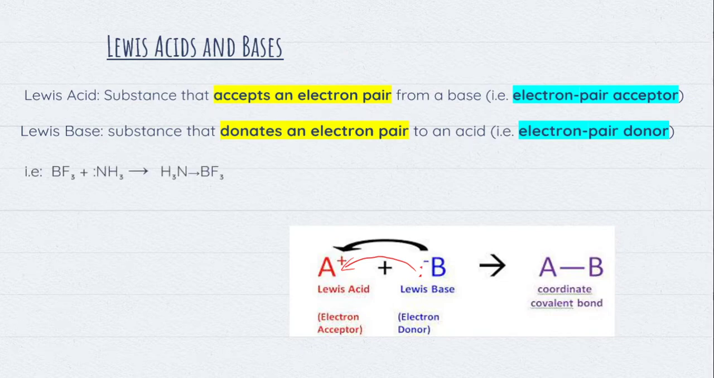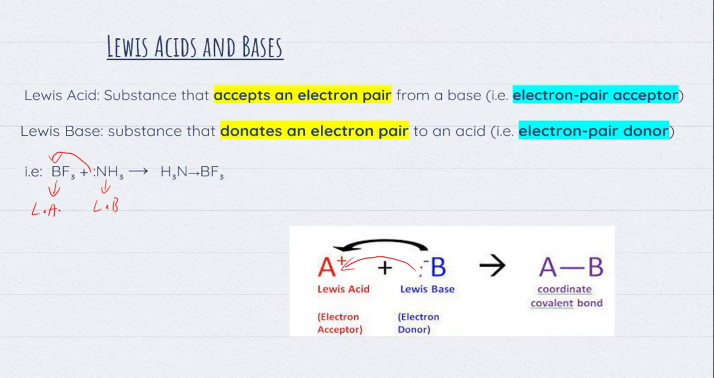We have a very classic example, boron trifluoride with ammonia. You know that the lone pair is around the N atom, and it's going to attack the boron in boron trifluoride, forming the dative bond between B and N. Because NH3 is the electron pair donor, this would be the Lewis base. Boron trifluoride is the electron pair acceptor, making it the Lewis acid.